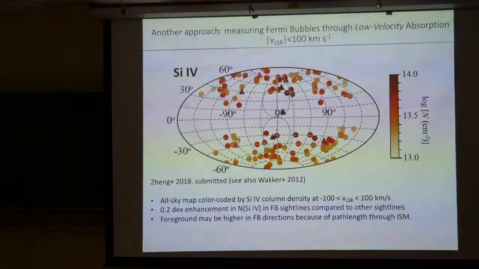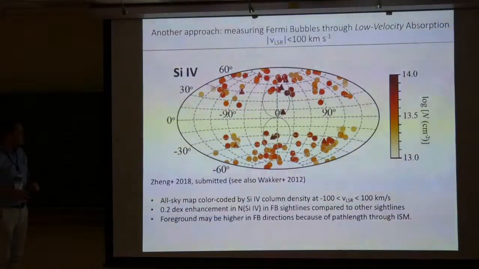One other result I wanted to show, this is very recent. This is from a paper from Yang Zhang and her group, or collaborators. This is looking for the Fermi bubbles, not at high velocities, but at low velocities. So just integrating all the column density you can see in a UV metal line. So this is silicon-4, it's a line in the ultraviolet, and it's an all-sky map where in each direction they're showing the column density of silicon-4 integrated across low velocities. And the darker the color, the more silicon-4, so just the more high ion gas there is.